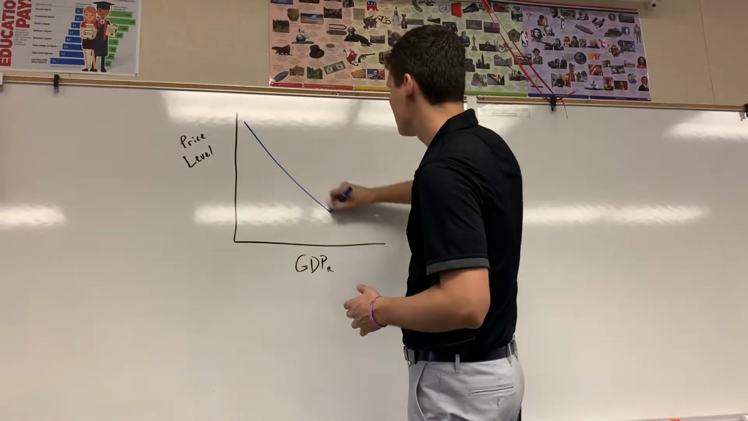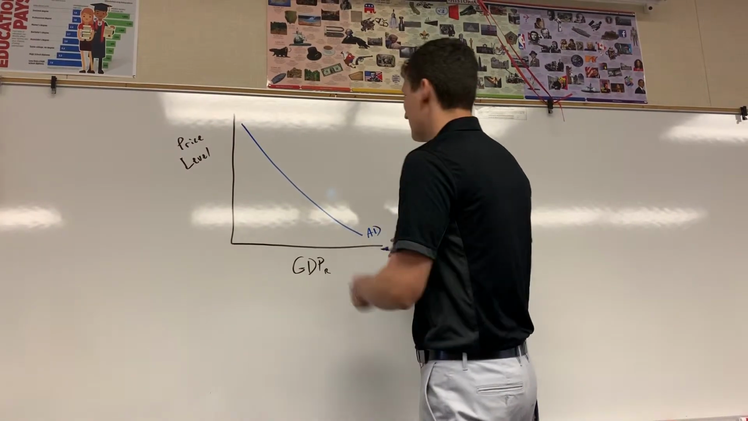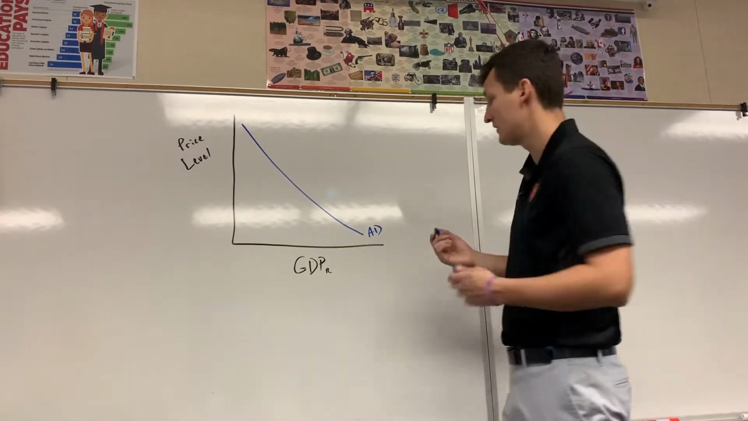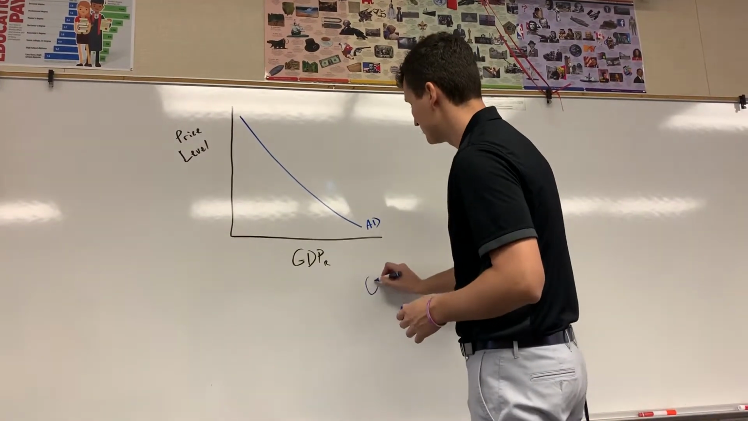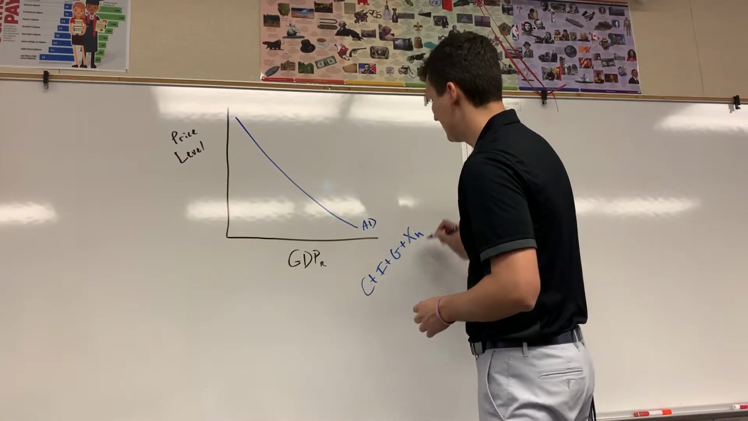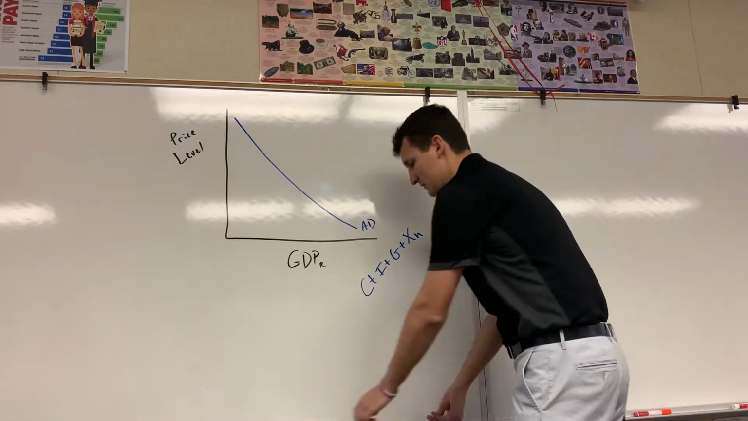We have our downward sloping aggregate demand curve going from left to right, representing realistically what our GDP is for the country. We know our GDP is consumer spending plus investment spending plus government spending plus net exports, which gives us our aggregate demand curve.